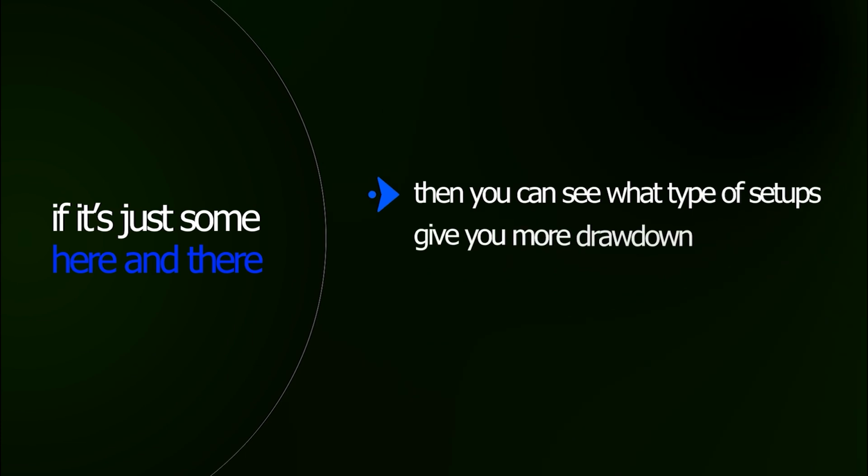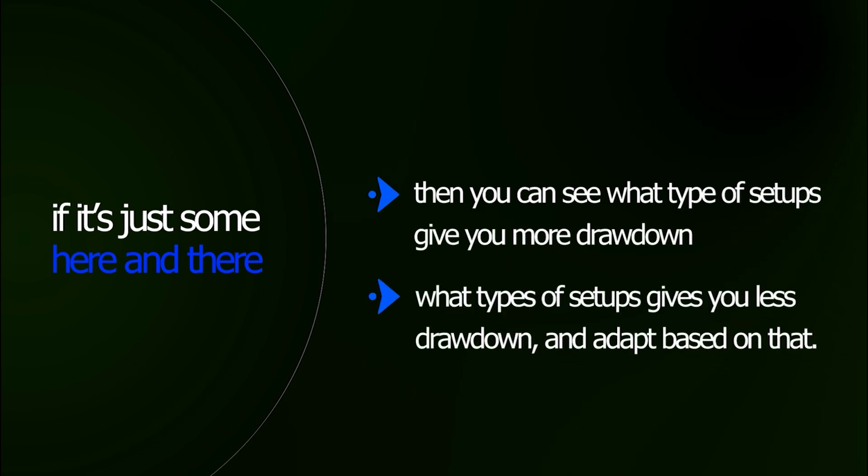You're now able to say, hey, instead of taking my trade regularly, let me put my entry, put my fib with my stop, and then once it reaches the first third, then I can take my trade. If all your trades are going into the second third, you do the same thing. And if it's just some here and there, then you can see what types of setups give you more drawdown, what types of setups give you less drawdown, and adapt based on that.